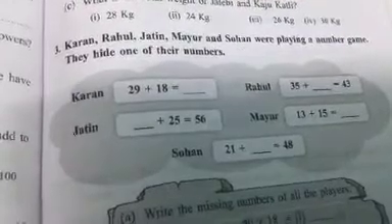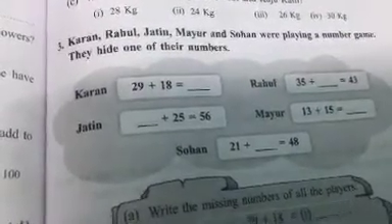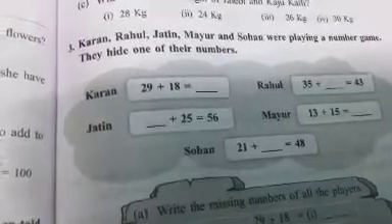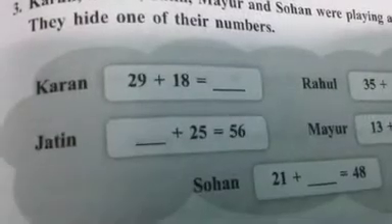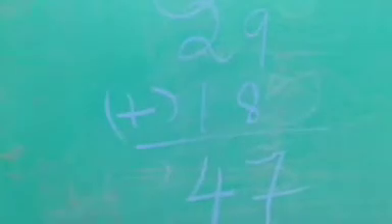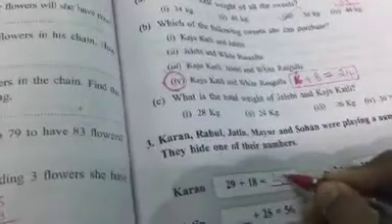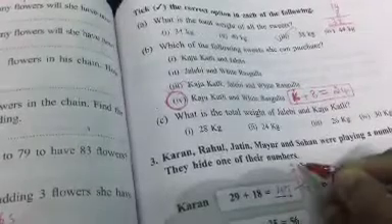Karan, Rahul, Jatin, Mayur and Sohan were playing a number game. They hide one of their numbers. Okay, we have to find these. So this is also like finding missing numbers. So here Karan 29 plus 18. How will you find it? You put 29 plus 18. Answer is 47. Take and write 47. Here you add like this: 29 plus 18. 9 plus 8, 17. Okay. 3, 4. 47 will come.